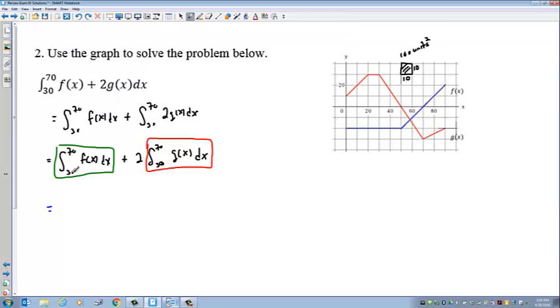So the first one is the integral from 30 to 70. So here's 30, and here's 70. And we're doing it for f of x, so we're going from 30 up to 70. So I'm looking for this area right there. And I can find that by breaking it into pieces. So we'll break it into 2 pieces. We have this piece, which is a nice square, and then we have this piece, which is actually half of that square.